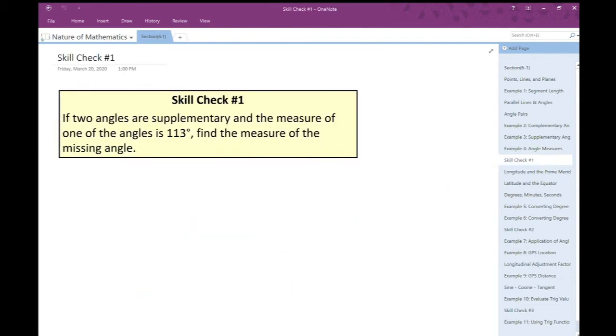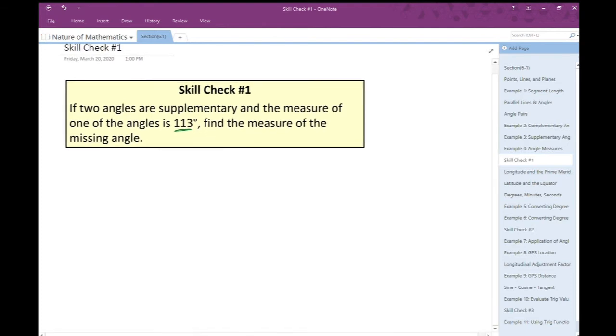Skill check number 1. If two angles are supplementary and the measure of one of these angles is 113 degrees, find the measure of the missing angle. So a good way to handle this with word problems is to set it up. We have two angles, so let's call it angle X and angle Y. Once they say that it's supplementary, then that means that angle X plus angle Y is equal to 180. That is what supplementary means.